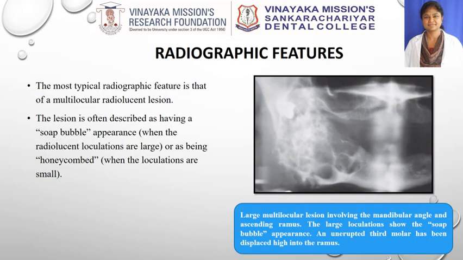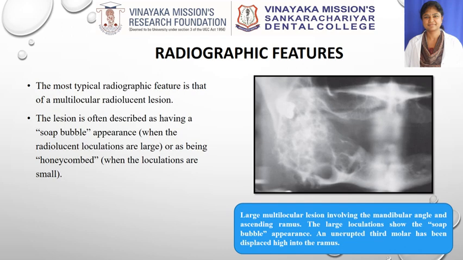The radiographic feature of ameloblastoma is unique, and it can present either as a unilocular radiolucent lesion or a multilocular radiolucent lesion. Most typically, the radiographic feature is that of a multilocular radiolucent lesion. If it is multilocular, the lesion is often described as having either a soap bubble appearance or a honeycomb appearance. If the loculations of the radiolucent lesions are large, it is described as soap bubble appearance, and if the loculations are small, it is termed honeycomb.